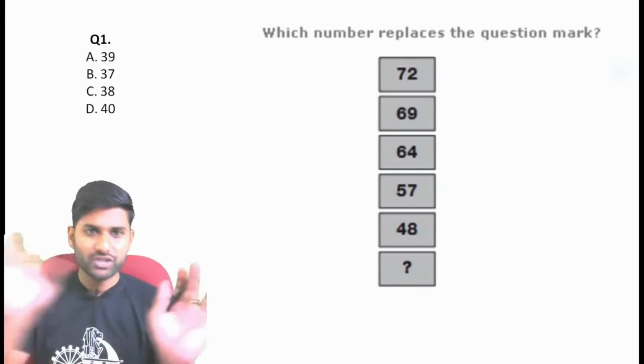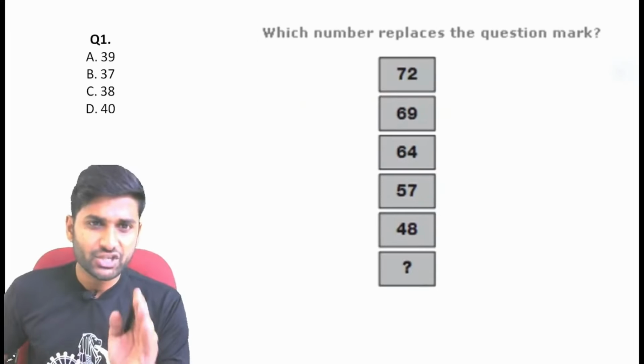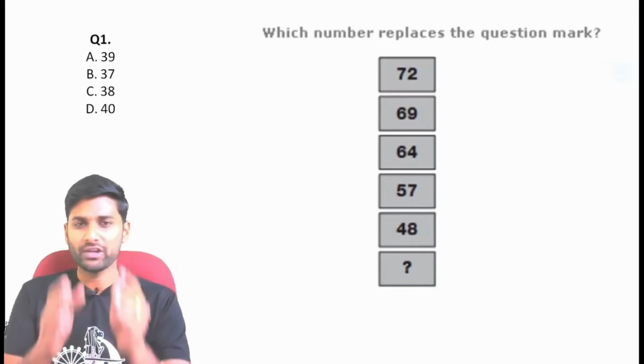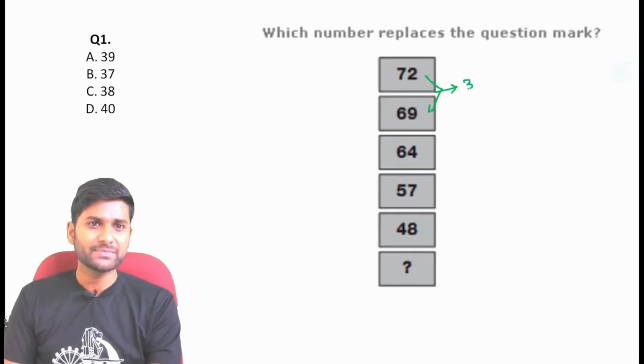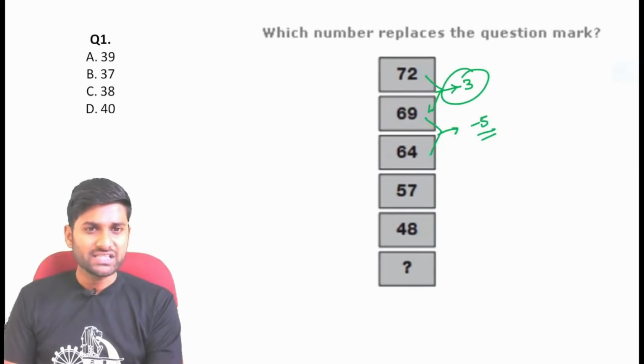Now, according to this question, what are the numbers? 72, 69, 64, 57, 48. The numbers are decreasing, guys. 72 becomes 69, we subtracted 3. Now 69 becomes 64, the value is minus 5. Now 64 becomes 57, we subtracted 7. So 57 becomes 48, again we subtracted 9.